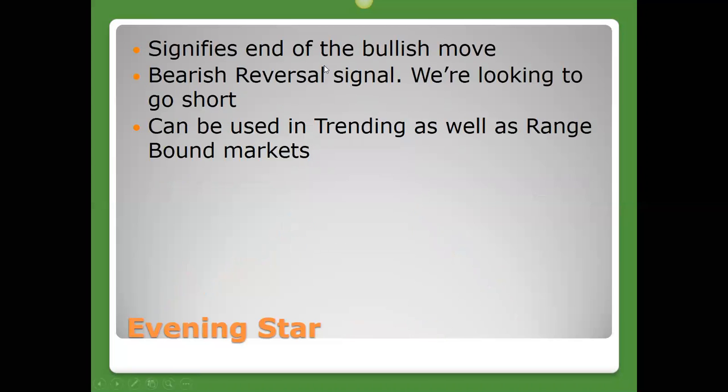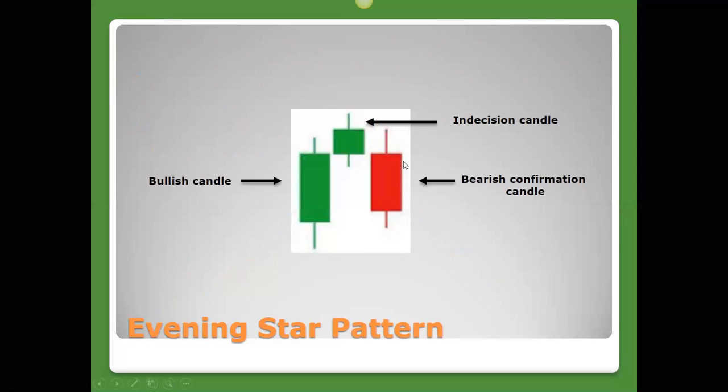So again, it signifies the end of a bullish move. It is a bearish reversal signal, and we are looking to go short. It can be used in both trending as well as range-bound markets. In a range-bound market, we are looking for this setup at the top. So let's say this is our resistance area, and those are the two ranges. We're looking for this star pattern at the top of the range, because we are looking for price to come down towards the bottom of the range. That's what we'll be looking for in the range-bound market.